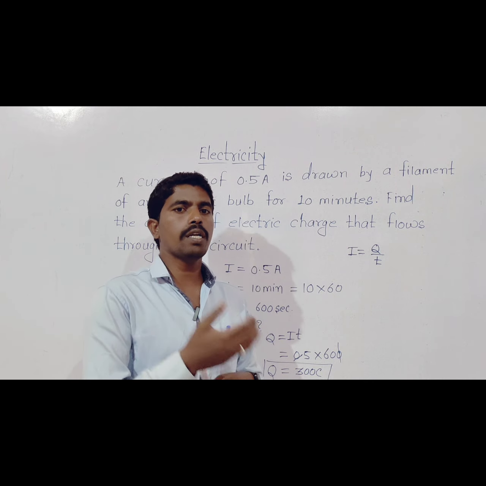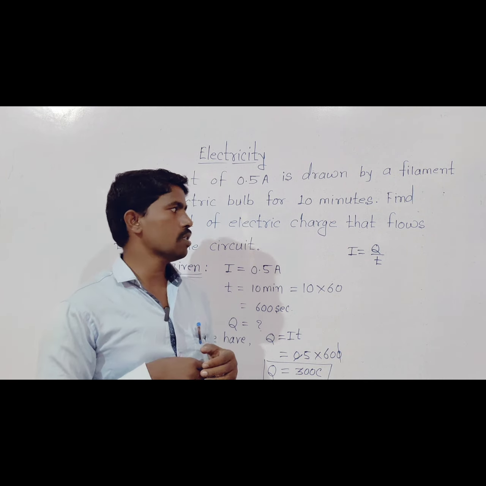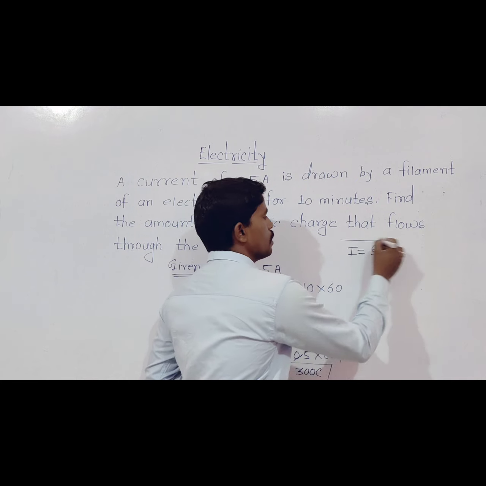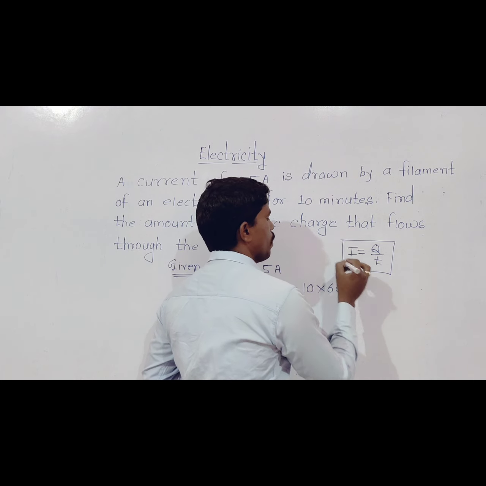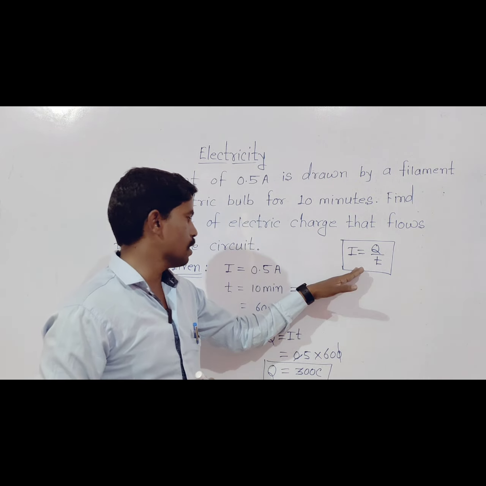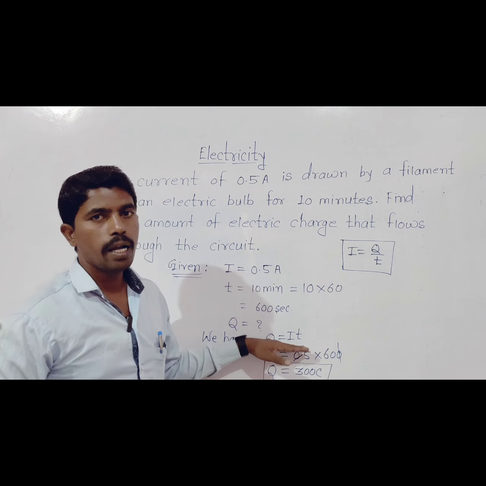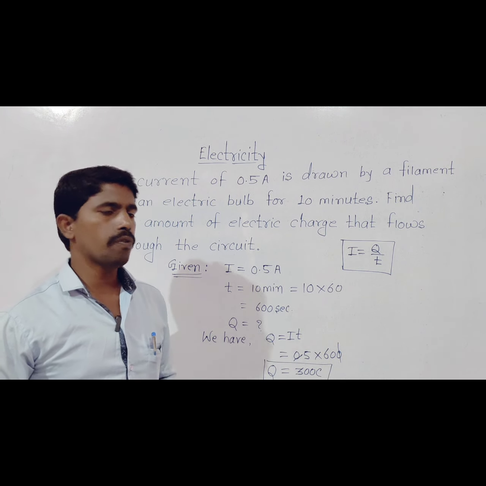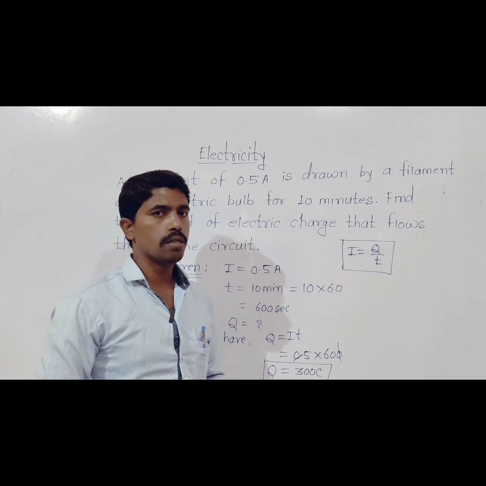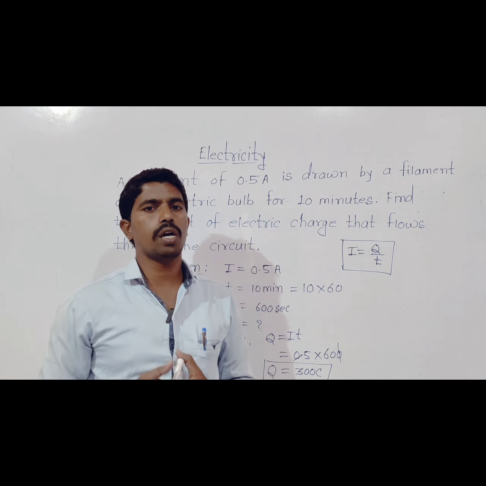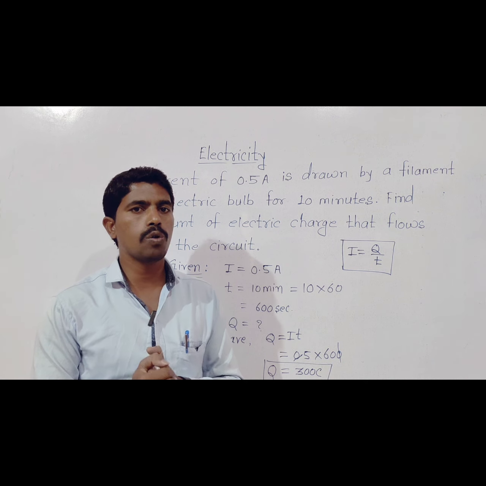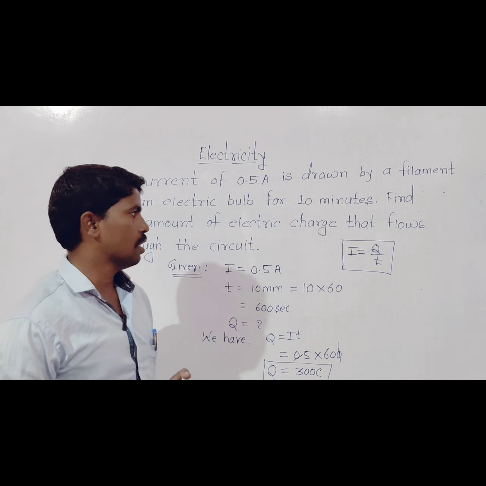In this way, we can calculate the numericals using I is equal to Q by T formula. By rearranging this equation, we get Q is equal to IT, and by substituting the value of I and T, we get answer, there is a 300 coulomb charge flows through the circuit.